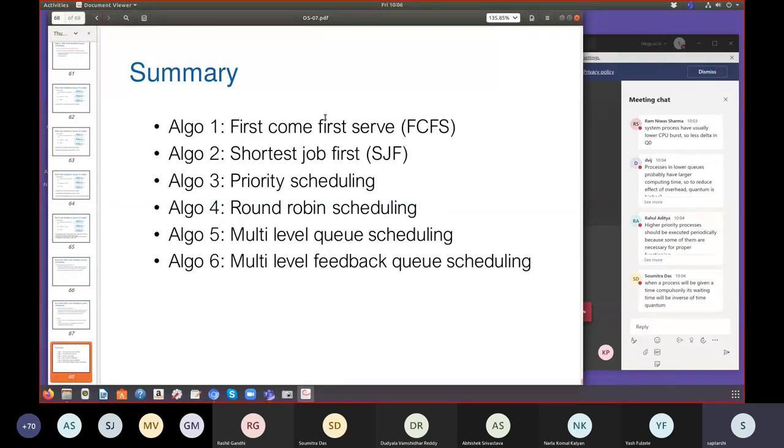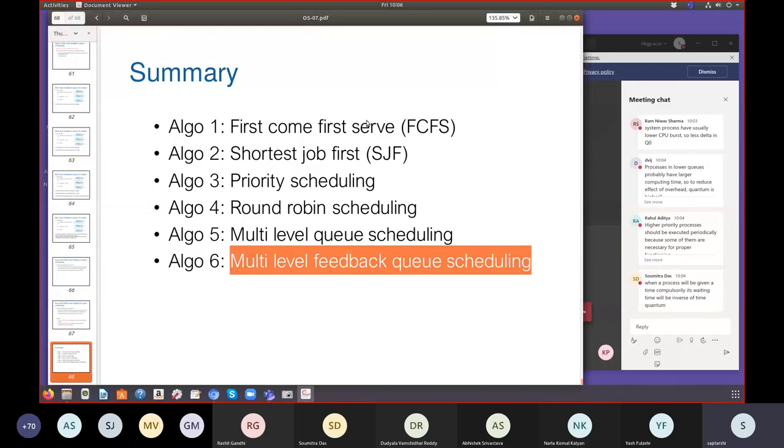Different queues can use different algorithms like FCFS, SJF. There can be the concept of aging. There can be a periodic priority boost. So basically, the last algorithm that we discussed is actually a hybrid of many of the other algorithms that we discussed earlier.